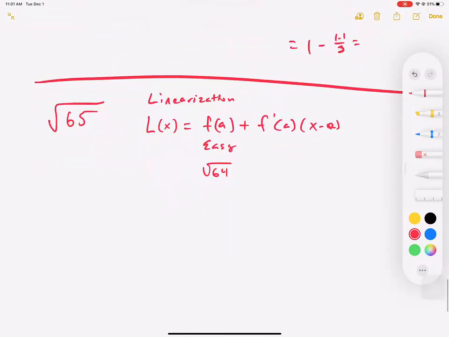That's the easiest thing in the world. And then we're going to find the change at 64. What is the derivative at 64? You have to come up with your function, and then we take the derivative of that function. So this will be 1 over 2 square root of 64, which is not hard either.